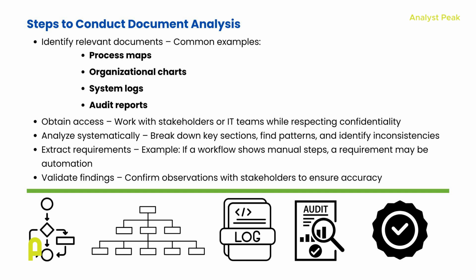Number four, extract requirements. For example, if a workflow diagram shows multiple manual steps, one requirement might be to automate those steps. Number five, validate the findings. Share your observations with stakeholders to ensure you are interpreting the information correctly.